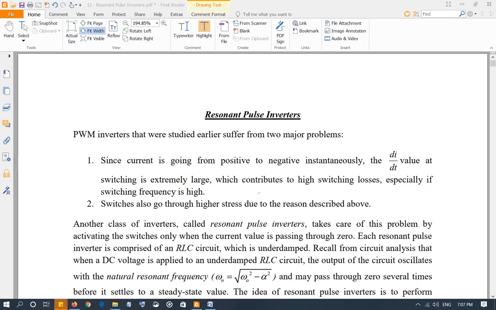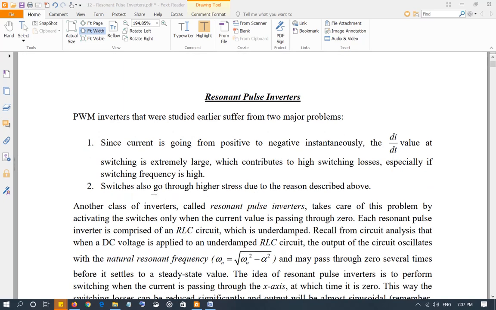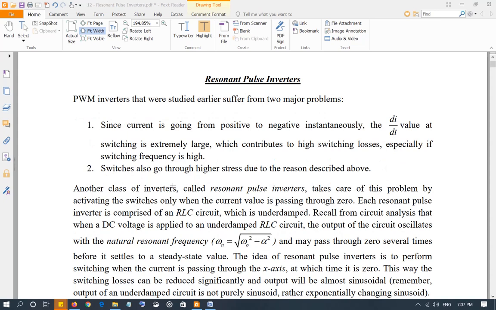Anyways, the other type of inverters, and there are some drawbacks of pulse width modulated inverters, as you can read over here. When the current is changing in the pulse width modulated inverters, it is going from a high value to a low value in a very short amount of time, actually instantaneously. Hence the rate of change of current is very large at switching, and hence it increases the switching losses. And at the same time, your switches also go through a high voltage stress because of that.